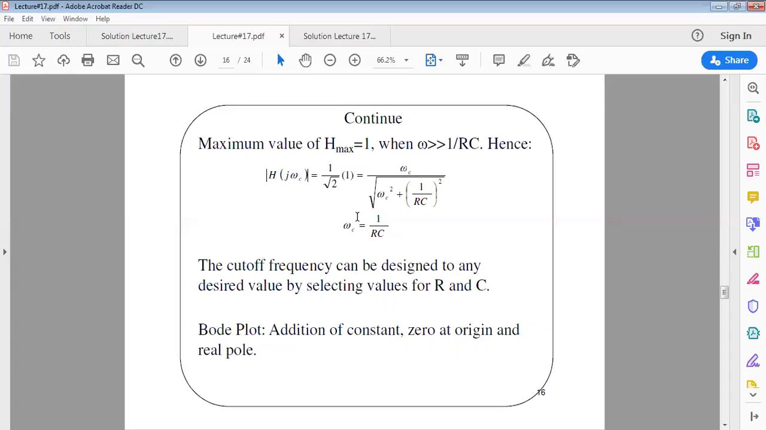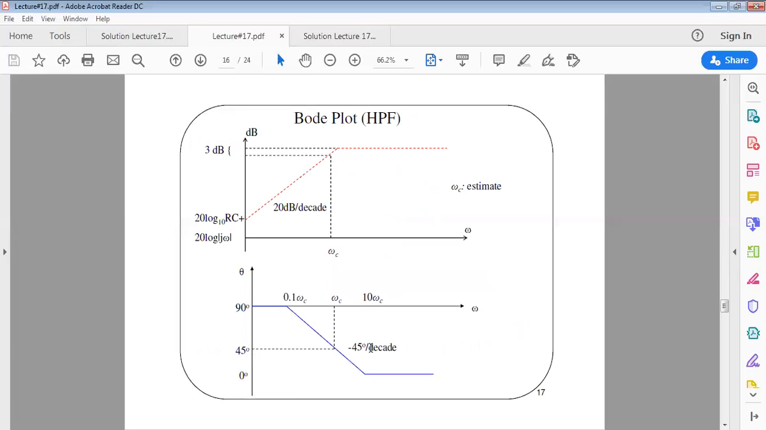Basically, for this Bode plot, there should be a zero at the origin, a real pole, and sometimes also a constant. These will be the possible components that we are going to have in the Bode diagram for a high-pass filter.